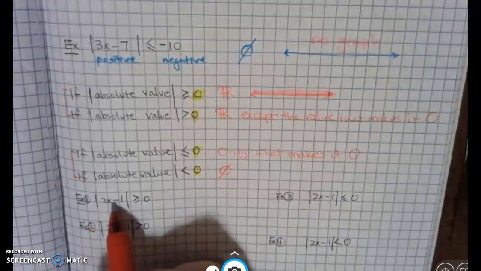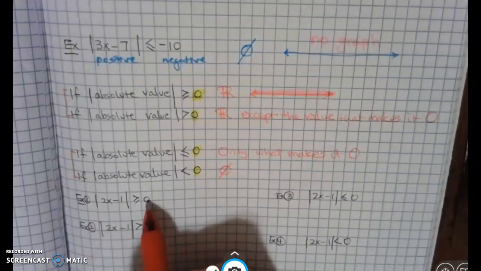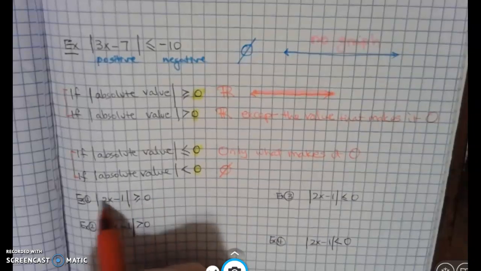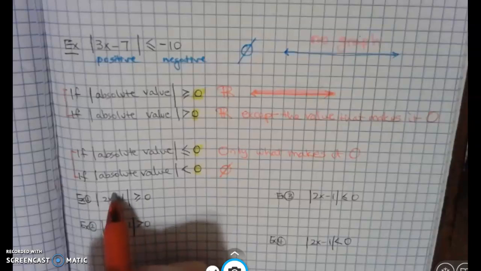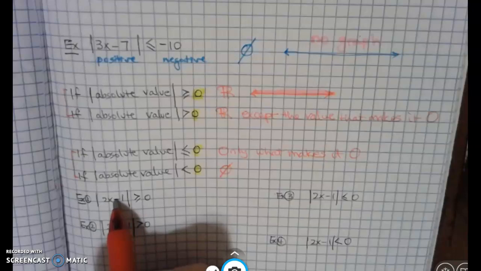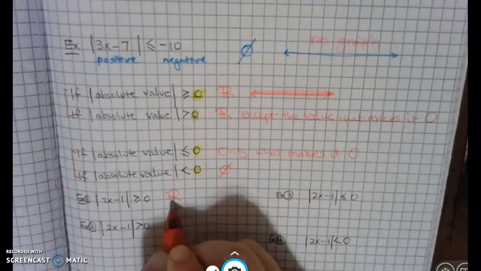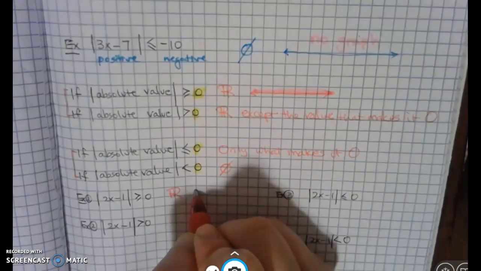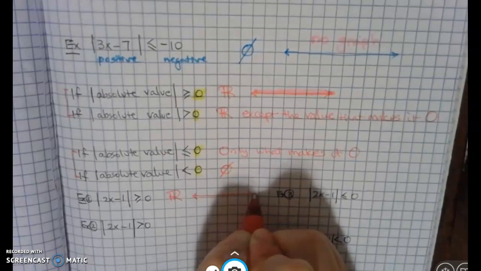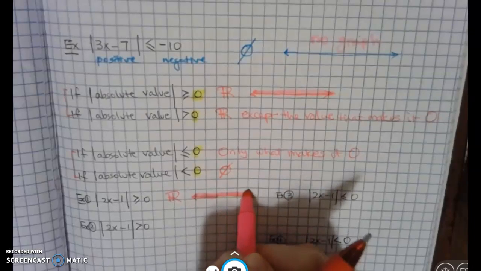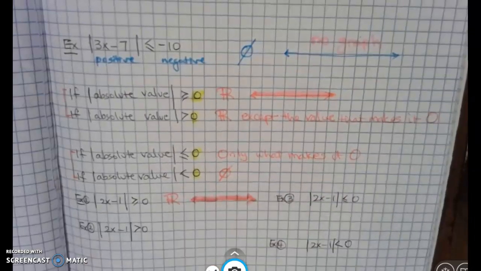So if you have the absolute value of 2x minus 1 is greater than or equal to 0. Well, this expression is always going to yield positive or 0 as the result of the absolute value function. So that's always going to be true. That means I don't even have to go anywhere. I can just say it's always going to be true. So all real numbers. And this is how I would communicate that on the number line.